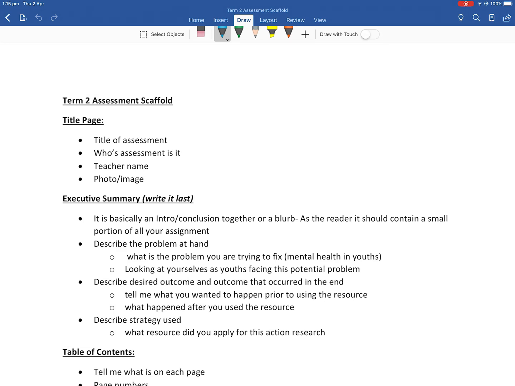So please make sure that every section has its own specific heading. Some of you lost marks in your last assessment piece just due to not having headings. It's something super small that we all can fix straight away.